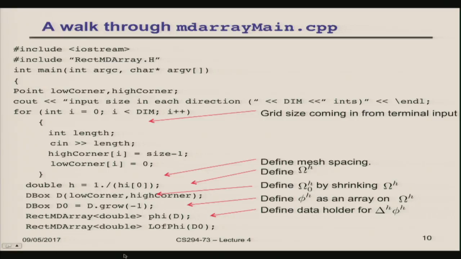And then finally, I can define my rectMD arrays. It's rectMD array double. If I had more than one component, I would have to put an integer here, but the default value for that integer is 1, so now I'm just getting a scalar rectMD array for phi on D, and then a scalar rectMD array for L of phi on D0, just defined on the smaller box.